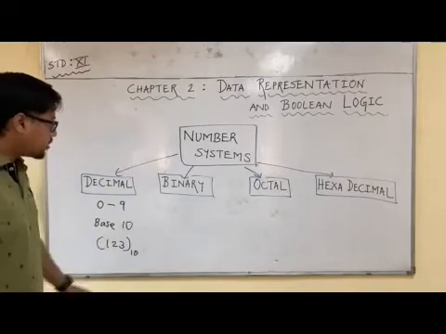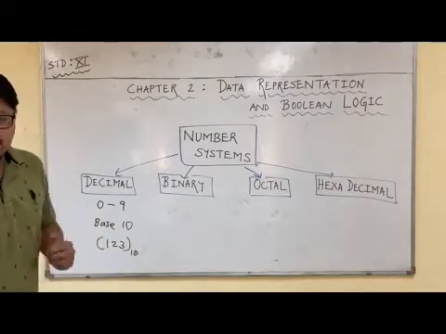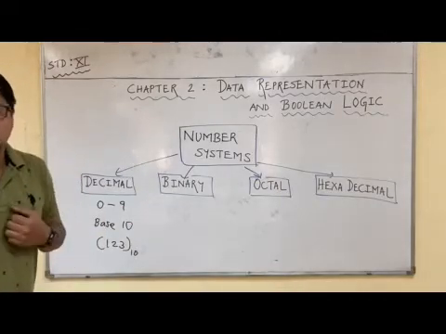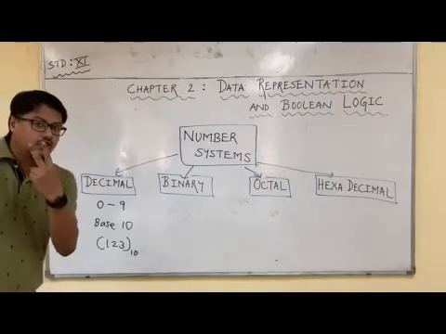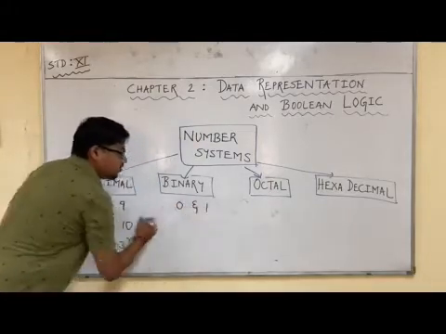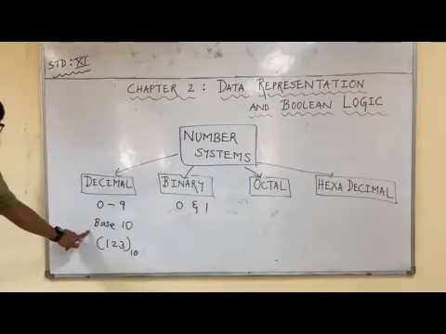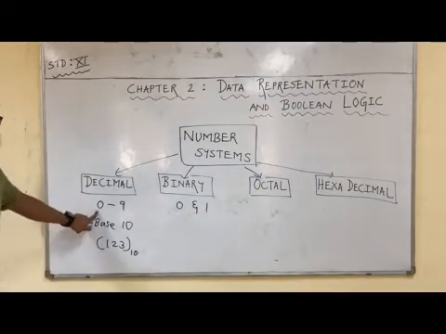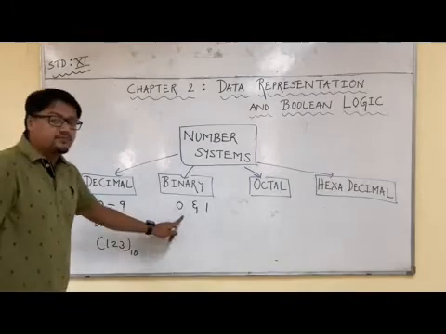Now binary number system students, how many numbers are there in a binary number system? 2. Which are those numbers? 0 and 1. Now here, why did we choose base 10? Because we are dealing with 10 digits. How many numbers are there? 2.